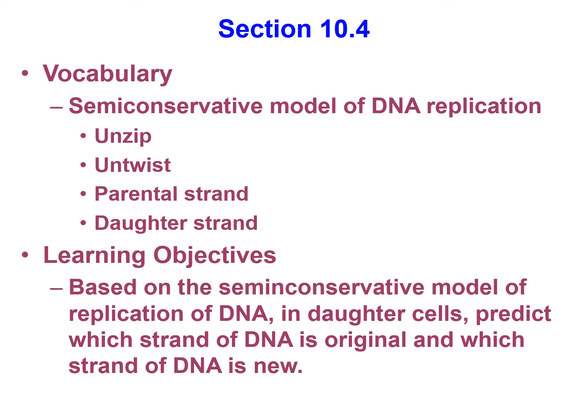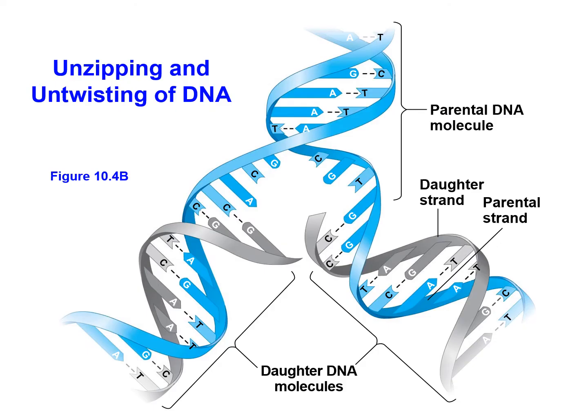It's called the semi-conservative model of DNA replication, and we're going to walk through the steps on how that happens, and then there's a learning objective that will help you understand whether or not you are getting how this works. So let's get started on it. It's something that you may have to come back and listen to a couple times and read about and think about. I'll try to walk you through it as carefully as I can.